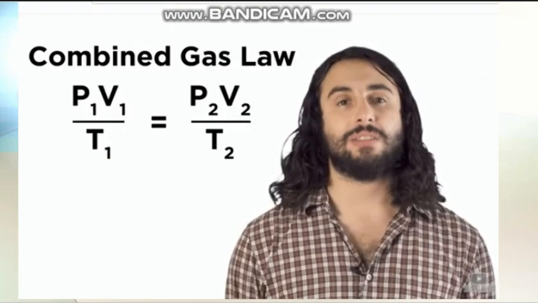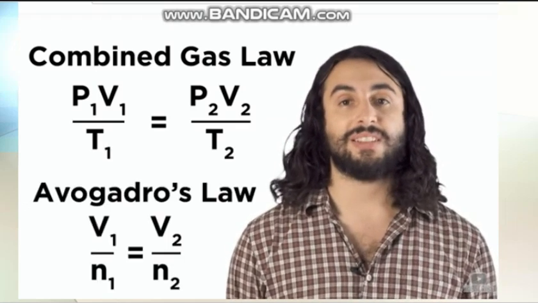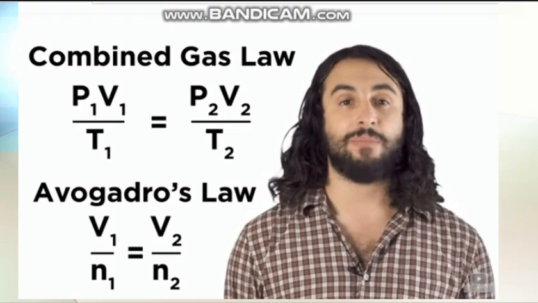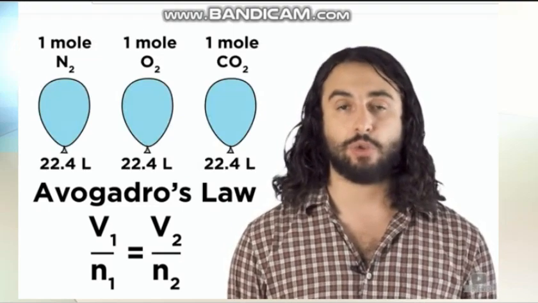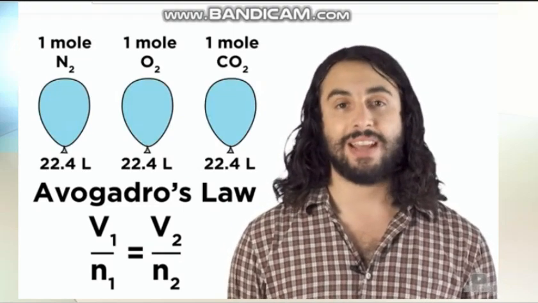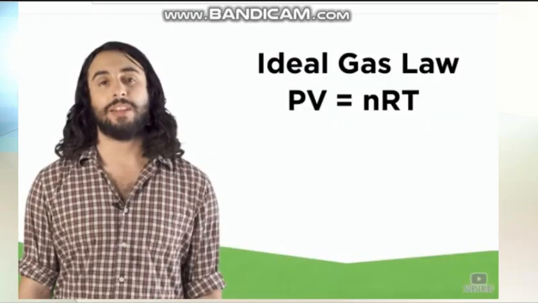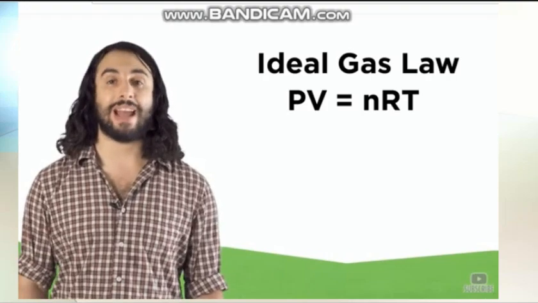The combined gas law is like a combination of Boyle's and Charles. Avogadro's law says that equal volumes of gases at the same temperature and pressure contain the same number of molecules. Specifically, that 1 mole of ideal gas occupies 22.4 liters at standard temperature and pressure, regardless of the identity of the gas. Lastly, all the variables correlate in one equation called the ideal gas law.